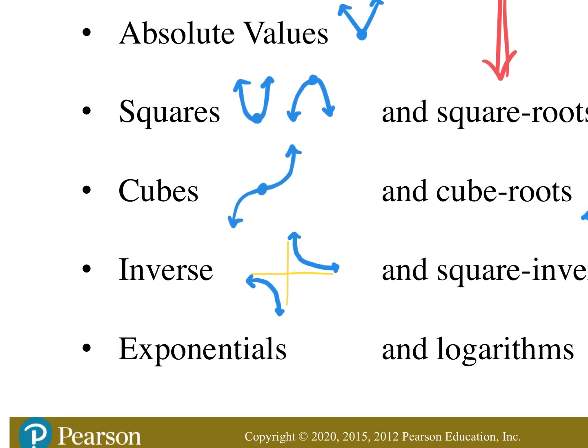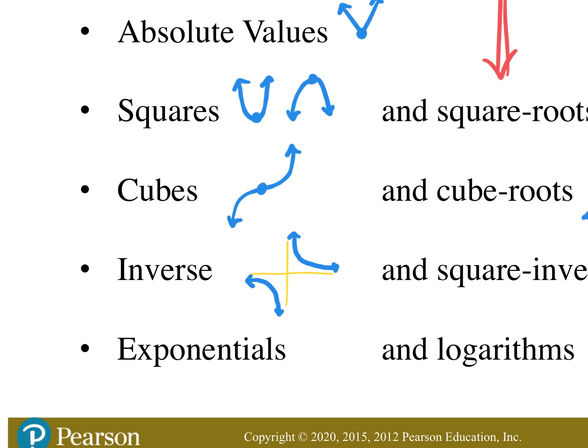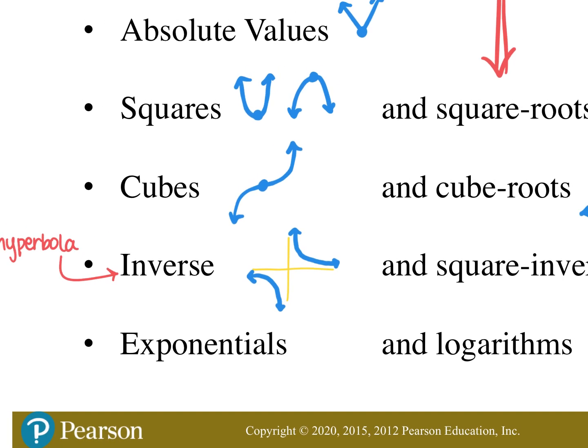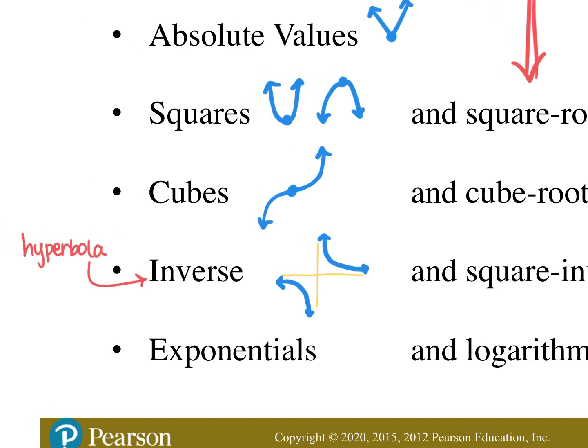There's another name for that. Does anybody know the other name? Starts with a "hy," has a "per" in it, ends with a "bola." Yeah, that's another name for it. Some people call that a hyperbola. The official name for it is an inverse. It's always in quadrants 1 and 3 with asymptotes there.